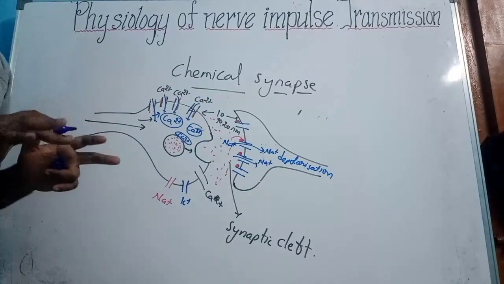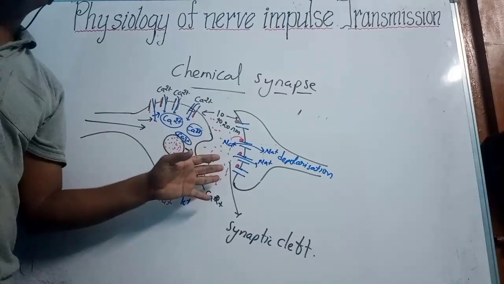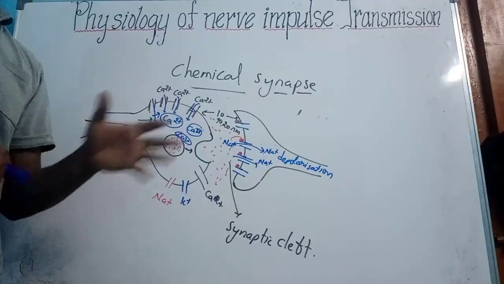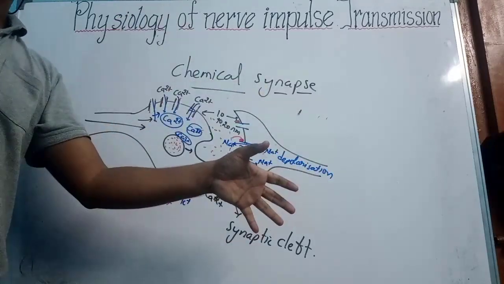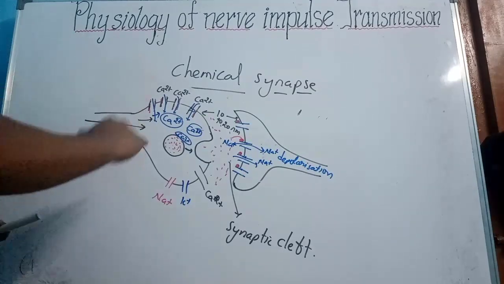Now there is some problem here. Why? Because all the neurotransmitters will not activate the sodium channels. That means all the neurotransmitters are not activating the other neuron. They are not exciting the other neuron. So there is a chance that the other neuron may also be inhibited.